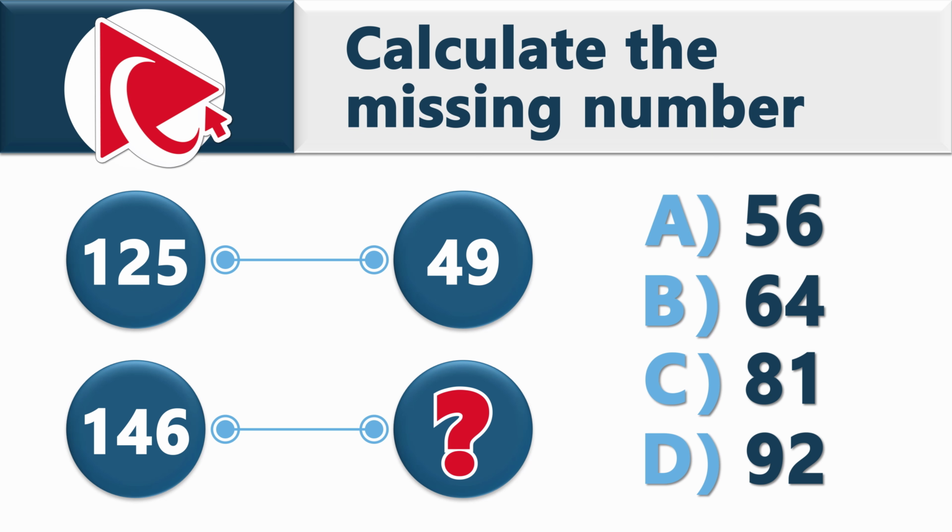The circles are connected with lines. I will let you decide on the importance of this factor yourself. After you determine the calculation strategy, you need to select your final answer out of 4 possible choices. Choice A, 56. Choice B, 64. Choice C, 81. And last but not least, choice D, 92.